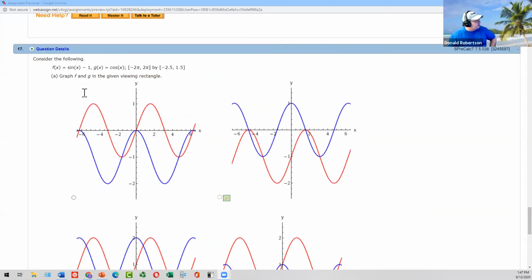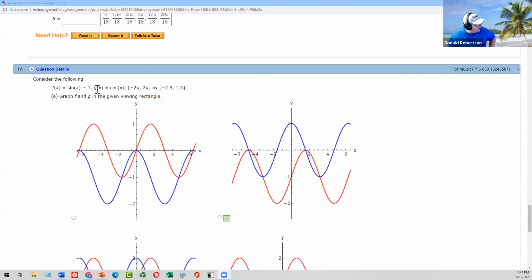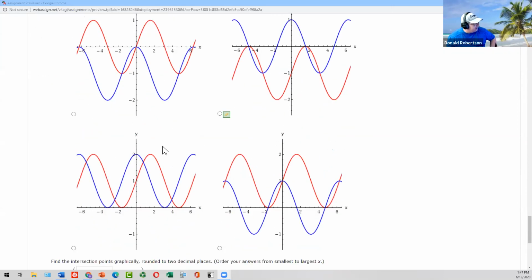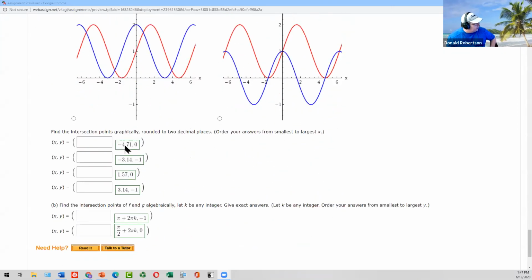You put in your calculator sine x minus 1, and you make that the y1, and you put cosine x, and you make that the y2. Agreed? Are we okay with that? I don't have enough time to show you, but if you want to talk to me, we can set up a Zoom meeting and I'll show you. But sine x minus 1, make that y1. Y2, make it cosine x, and you'll have a picture that will look like one of these 4. And then you just find out where they intersect, which is where these numbers are all coming from.